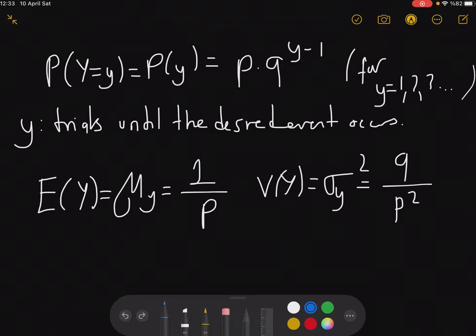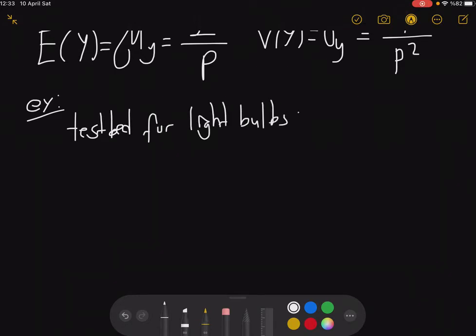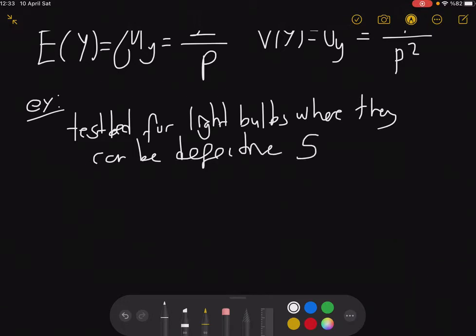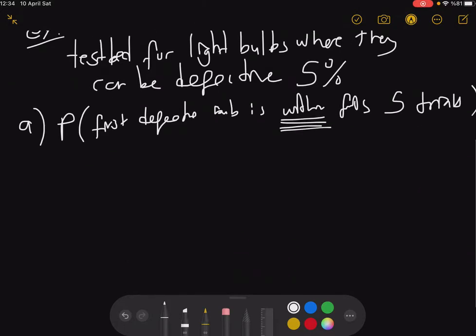Now let's just solve an example here, and I hope that everything will be more clear. This is the example from our textbook. We have a test bed for light bulbs where they can be defective with a probability of 5%. Now the first part of the question is the probability that the first defective bulb is within the first 5 trials. Understanding "within" is the key here.